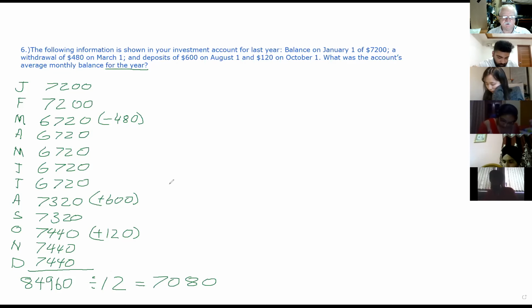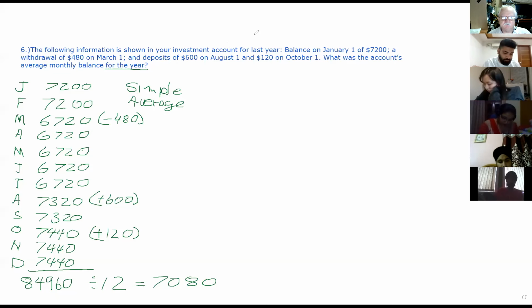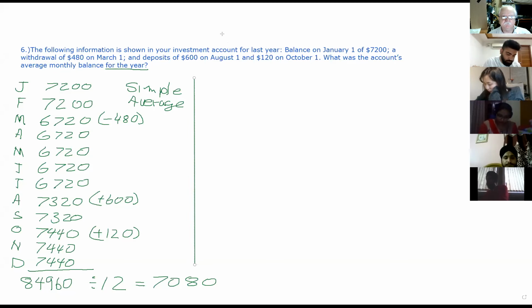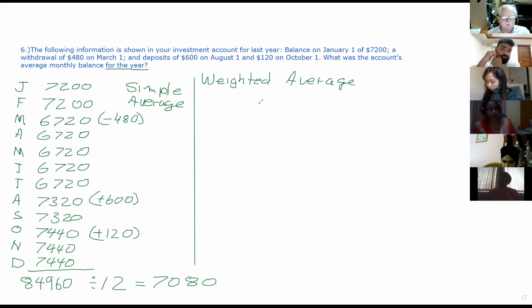Now, this process that we've just done is referred to as a simple average. They also want you to understand something called a weighted average. So let's take these same numbers and put them into a weighted average to see what the difference is.